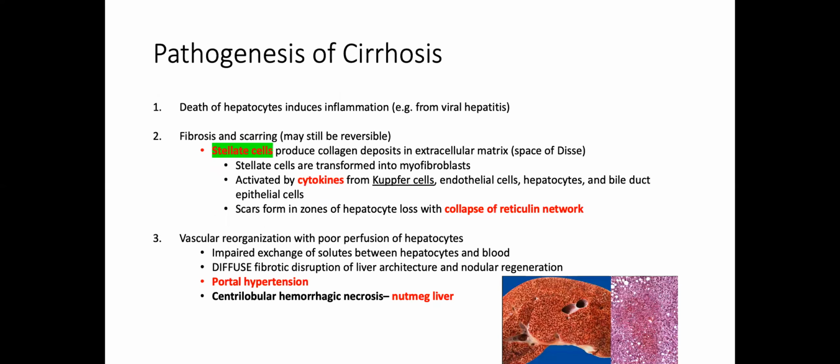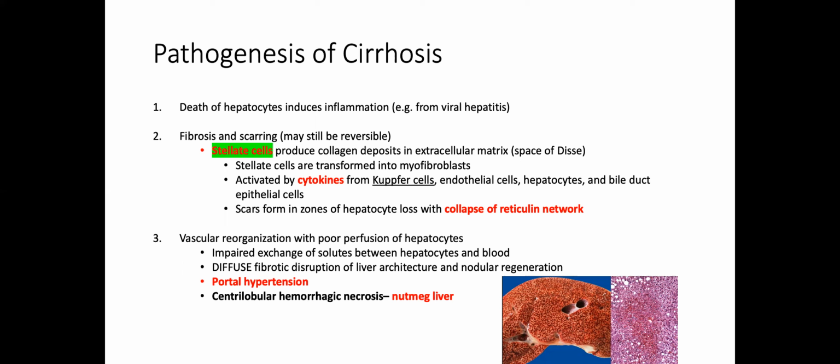Okay. The pathogenesis is going to be death of hepatocytes inducing inflammation from viral hepatitis. There's going to be fibrosis and scarring. So you're going to see stellate cells. I made sure that I knew stellate cells. They produce collagen depositions in the space of Disse. The stellate cells are transformed into myofibroblasts, and they're going to be activated by cytokines from the Kupffer cells. And then the scars start to form and form that reticulin network. So make sure that you know that stellate cells produce those collagen scars.